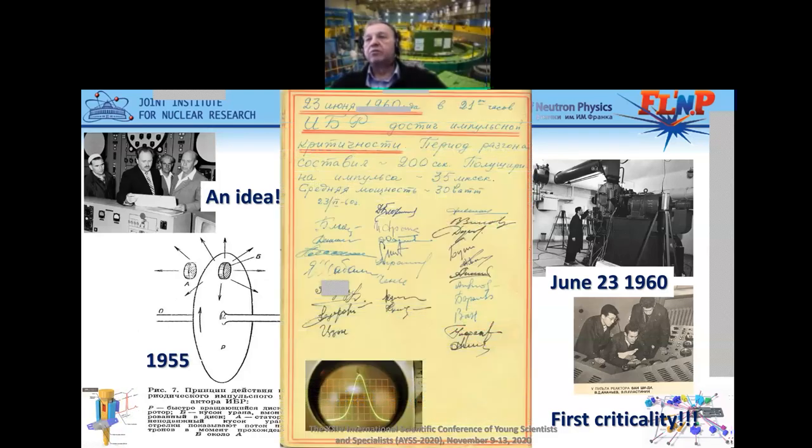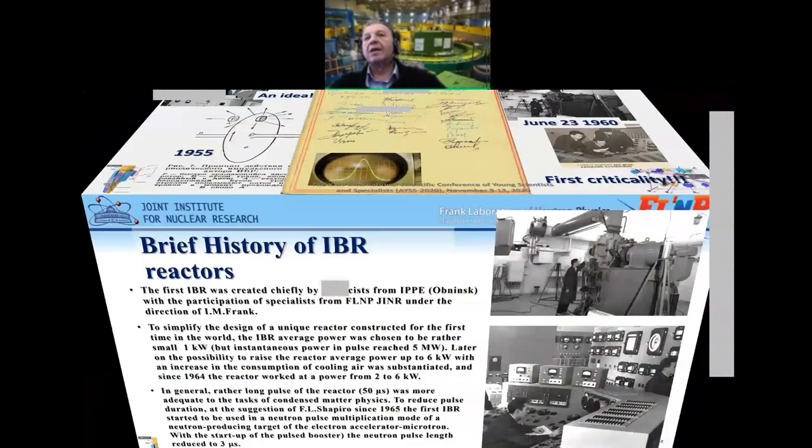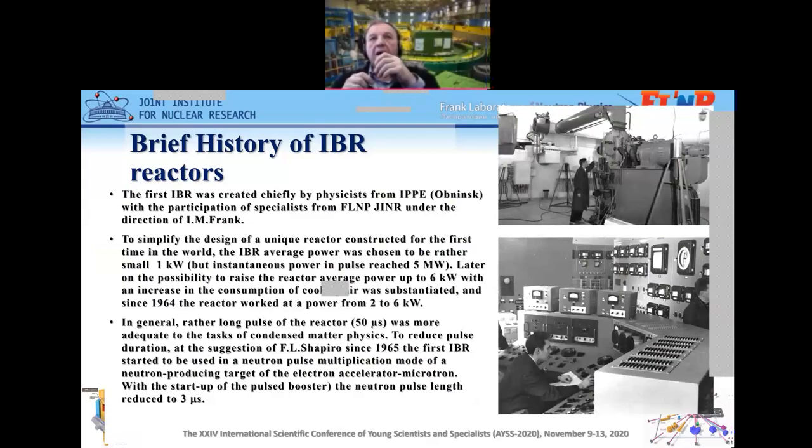This was a very powerful machine. The average power of this reactor was only 1 kilowatt. You see here the list from the logbook from the reactor control room. The first criticality was reached at a power of 30 watts. And the average power during routine operation was only 1 kilowatt. But this 1 kilowatt average power corresponds to a reactor with a steady-state power of approximately 5 megawatts, because the neutron flux density during the peak was several orders of magnitude higher than the average. And namely this peak neutron flux density was used for the experiments.